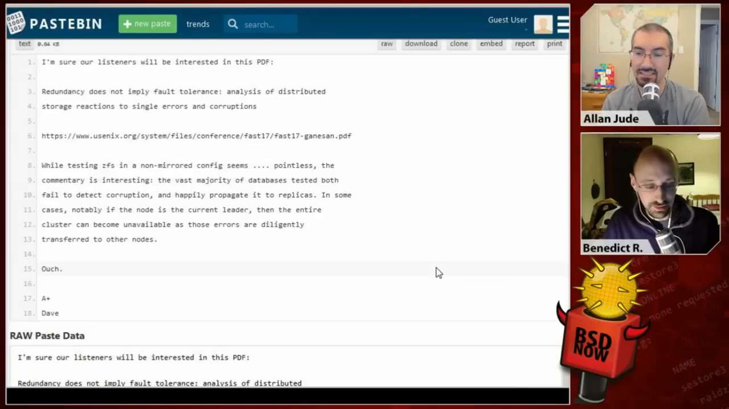And it said, while testing ZFS in a non-mirrored config seems pointless, the commentary is interesting. The vast majority of databases tested both fail to detect corruption and happily propagate that corruption to the replicas, which might have had perfectly good versions of the data. In some cases, notably if the node is the current leader, then the entire cluster can become unavailable if those errors are diligently transferred to other nodes.